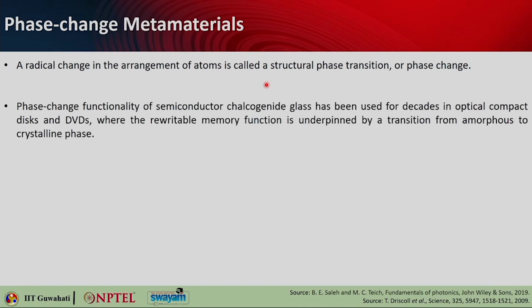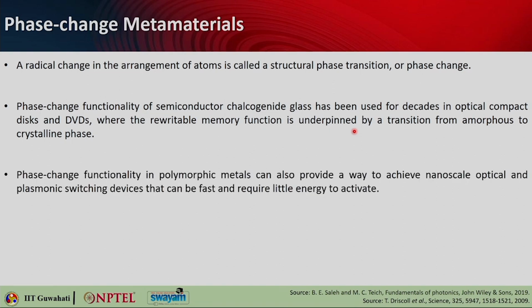Now, phase change functionality of the semiconductor chalcogenide class has been used for decades in optical compact discs, that is CDs, or DVDs, where the rewritable memory function is basically underpinned by a transition from amorphous to crystalline phase. So, these are basically concepts from material science, but they are very important to make optical storage and devices.